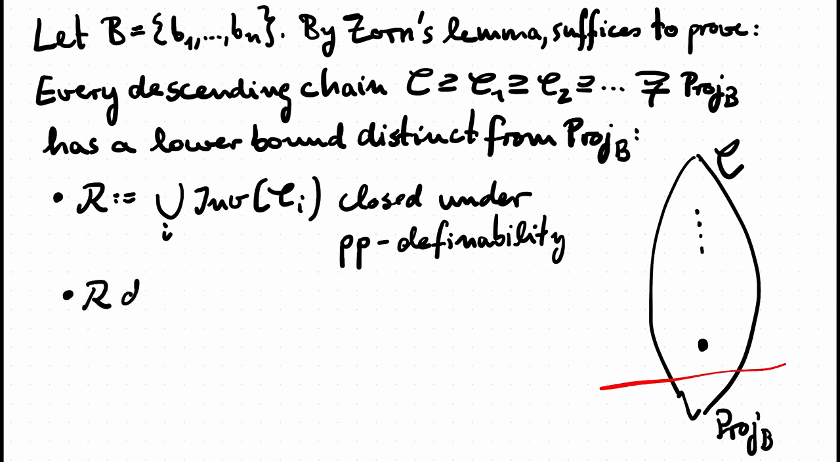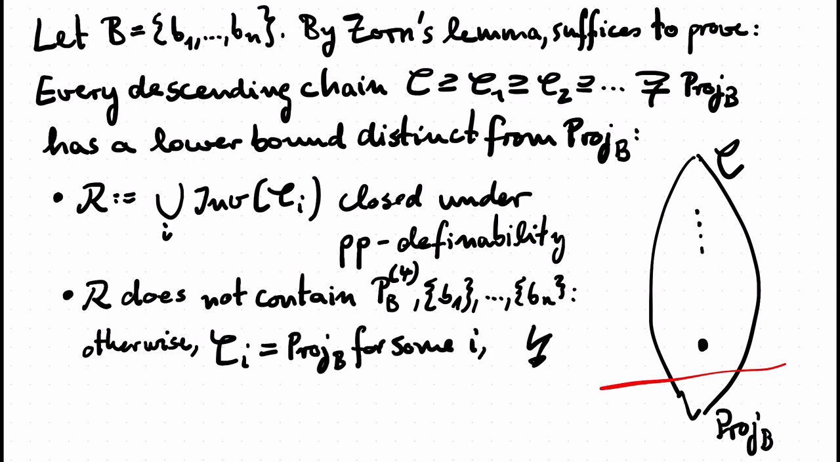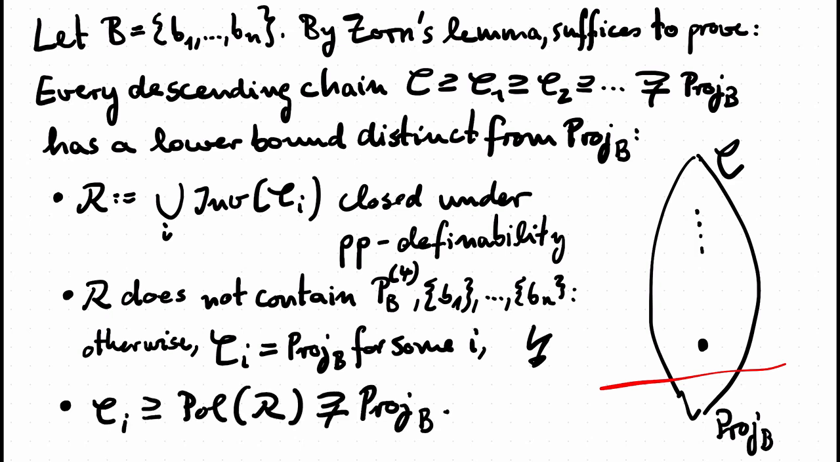The next observation is that R cannot contain all the relations PB4, singleton b1, ..., singleton bn. Because in this case, for some i, the clone Ci would be equal to the projection clone, in contradiction to our assumptions on the clones Ci. So the polymorphisms of R form a clone which provides a lower bound for all the Ci, which is strictly larger than the projection clone.